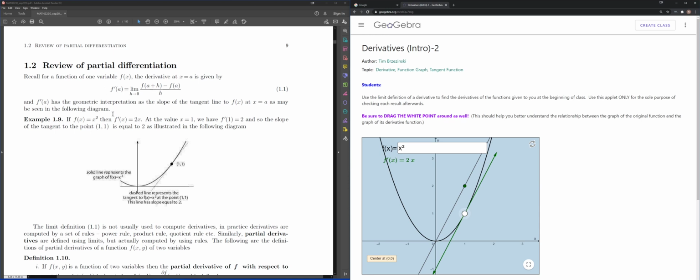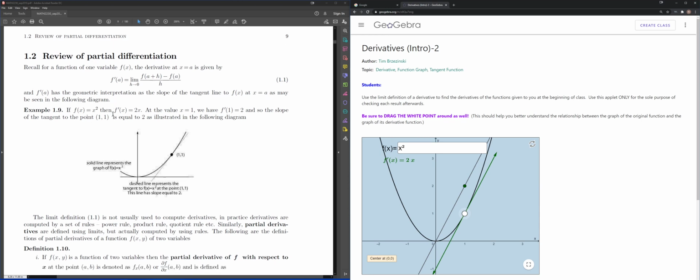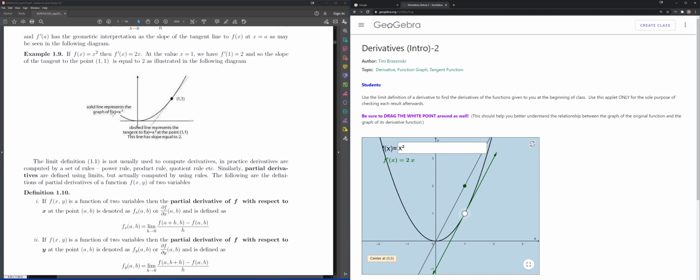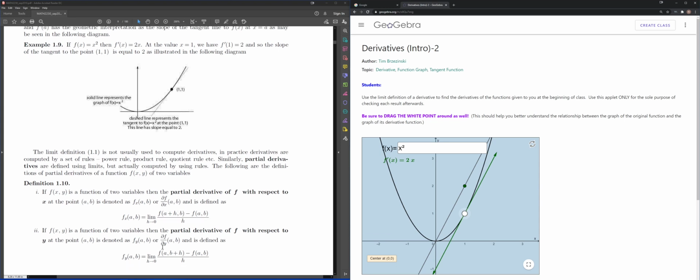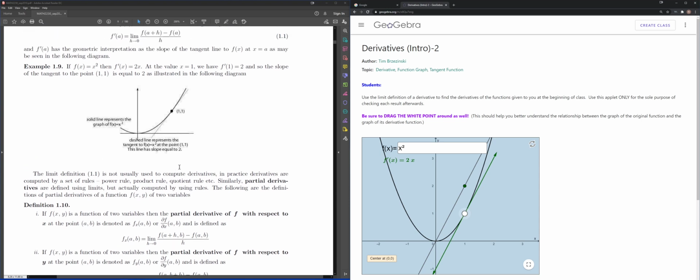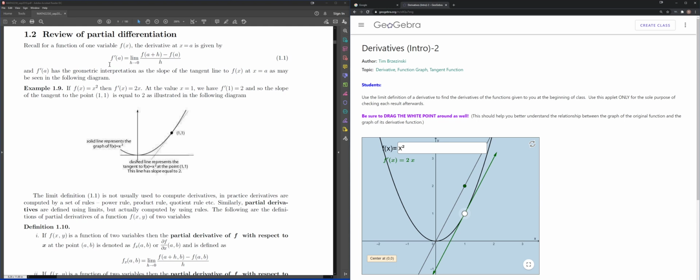Why I mention this is that eventually, when we're looking at partial derivatives, you define partial derivatives for the first time using a limit definition. There's a limit definition for the partial derivative with respect to x, and the partial derivative with respect to y also has a limit definition. We will get back to these. This is why I am recapping the limit definition of the derivative.